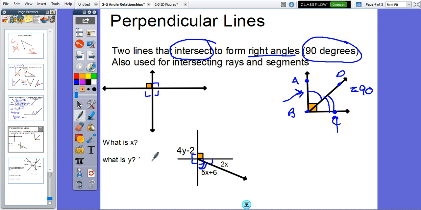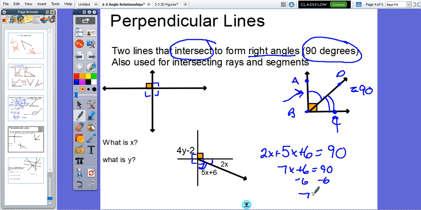So first let's set up the equations. For x, we'll say 2x plus 5x plus 6 equals 90 degrees. They equal 90 because we said, hey, that's a 90-degree angle. And combine like terms, you get 7x plus 6 equals 90. We subtract our 6 from both sides. We end up having 7x equals 84. You divide that, you end up getting 12. Okay, so that's our x value. That's what we're looking for, the x value.